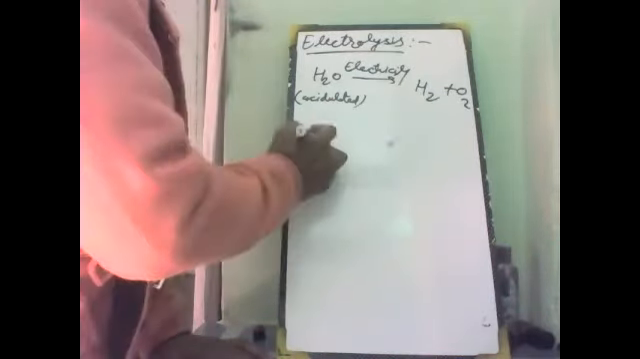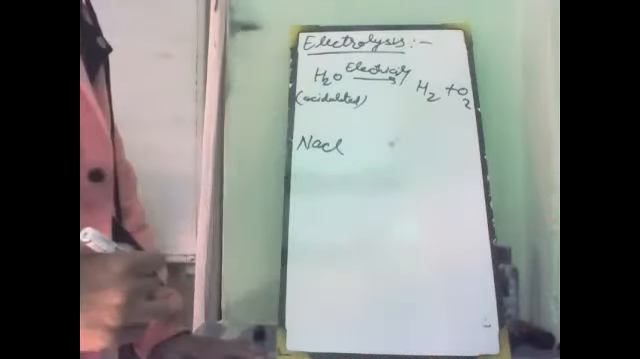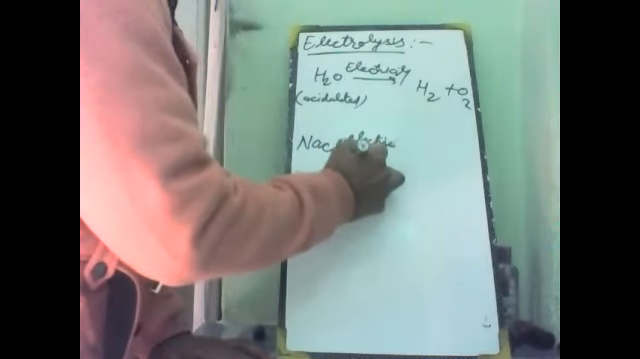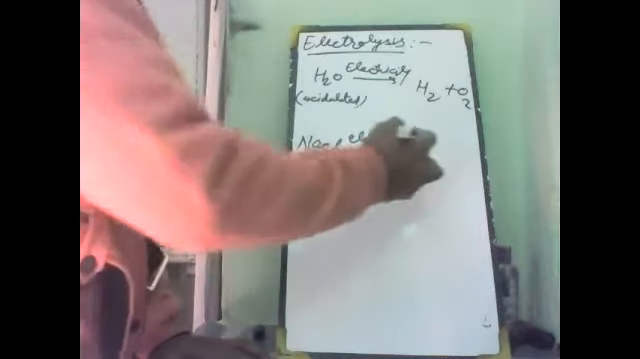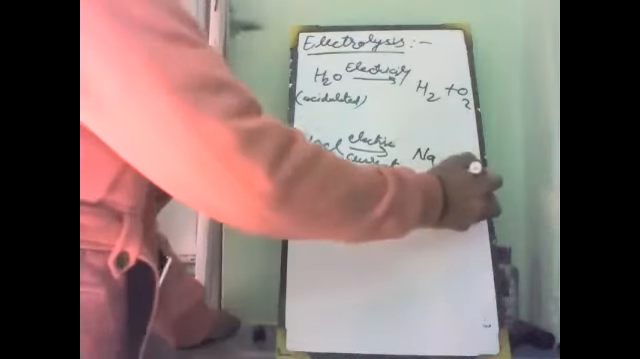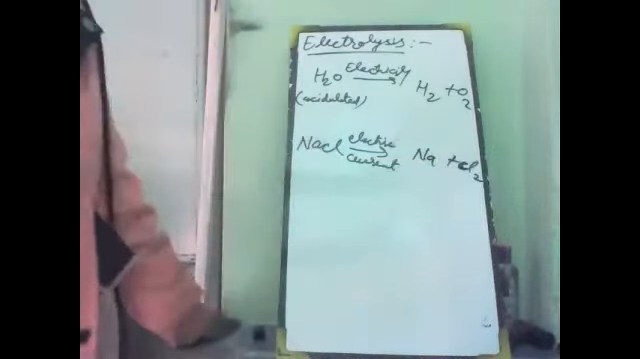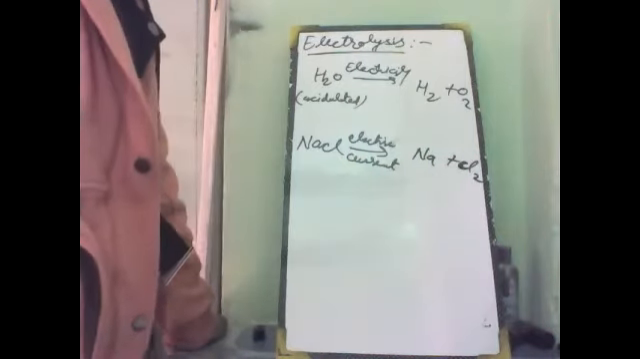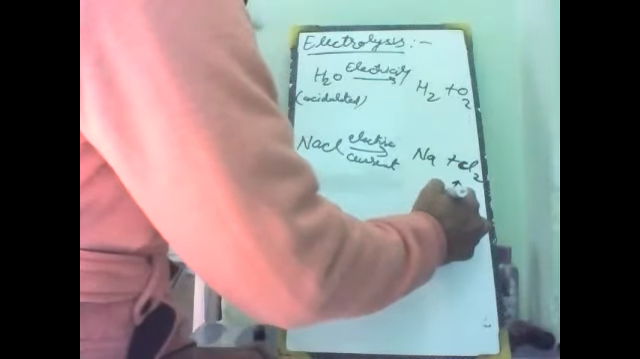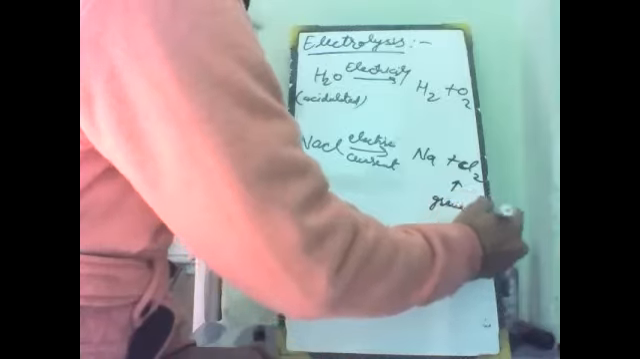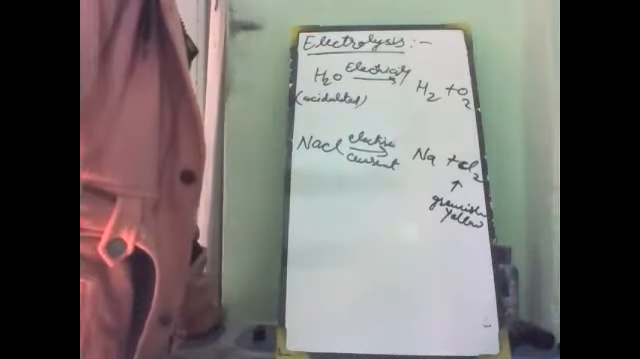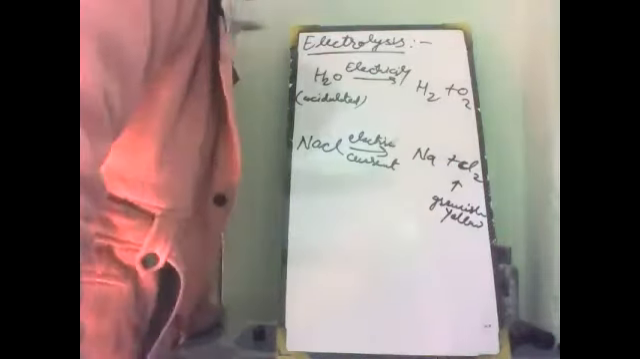Molten sodium chloride is another example. When electric current is passed, it changes into sodium and chlorine. Greenish yellow gas of chlorine is evolved. This is all about electrolysis or decomposition.